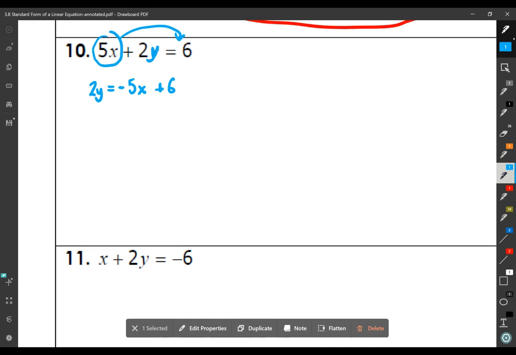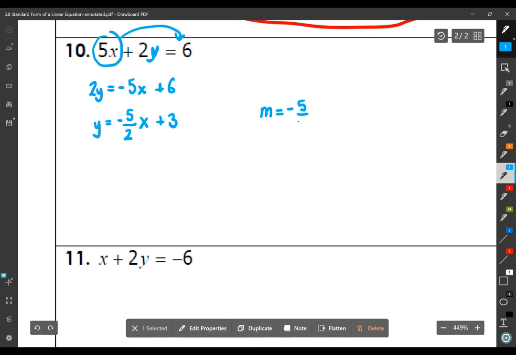Next step is to divide everything by 2. So every single term needs to be divided by 2. So 2y divided by 2 is just y. When I divide this term by 2, it's negative 5 over 2x. And when I divide 6 by 2, it's 3. Okay, so my m, my slope, is negative 5 over 2. My b is positive 3.